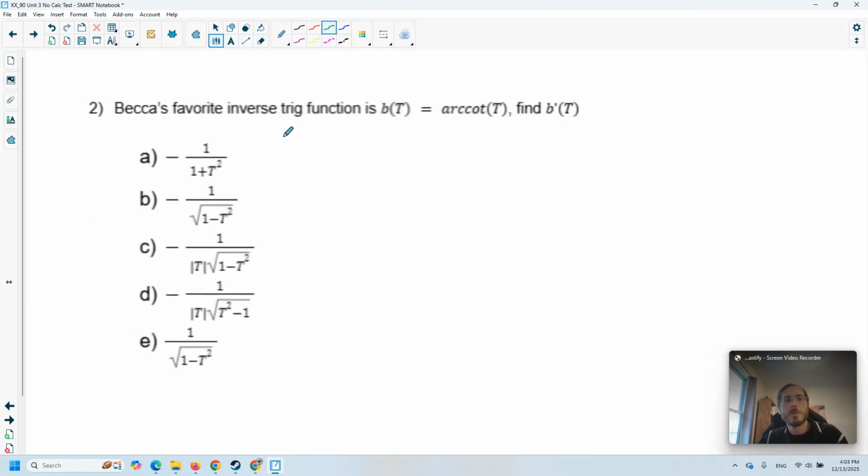All right, 2, here's Becca's favorite inverse trig function. She told me it's arc cotangent of t, so we have to find b prime of t, so we just picked the right one for arc cotangent. So arc cotangent is the same thing as arc tangent, which is the one with the plus sign, but it's negative because it's cotangent. So that's what we got for that one.